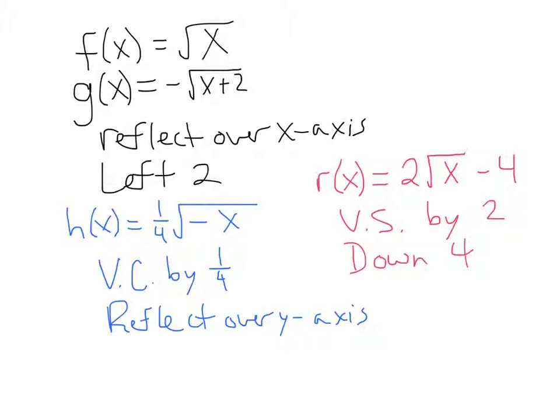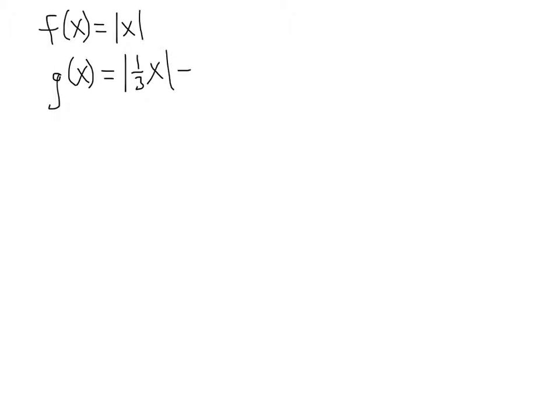Boom. 3 good examples. Let's do 3 more examples. Let's say we have our parent function f of x equals the absolute value of x. Say I go with g of x equals the absolute value of 1/3 x, and then let's go with plus 5 on the outside.